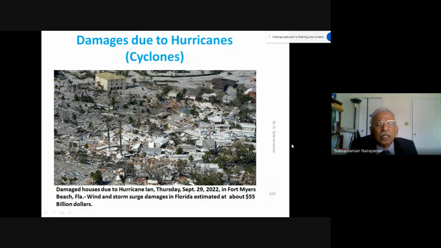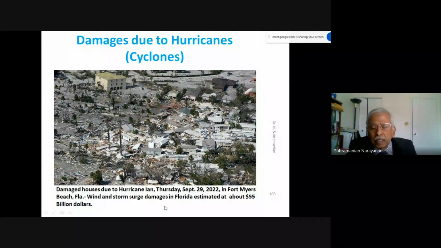You see that this is a failure due to hurricanes or cyclones. The entire place is devastated. This shows Fort Myers Beach, Florida, during Hurricane Ian on September 2022, and the damages were about $55 billion.